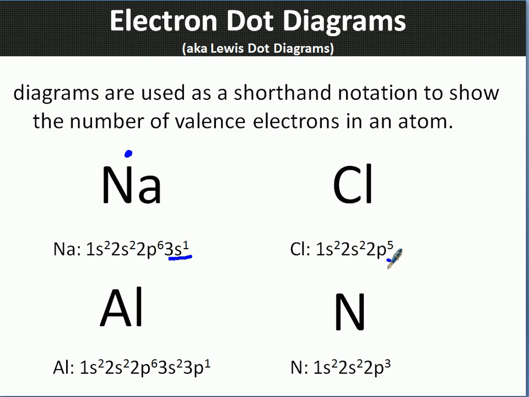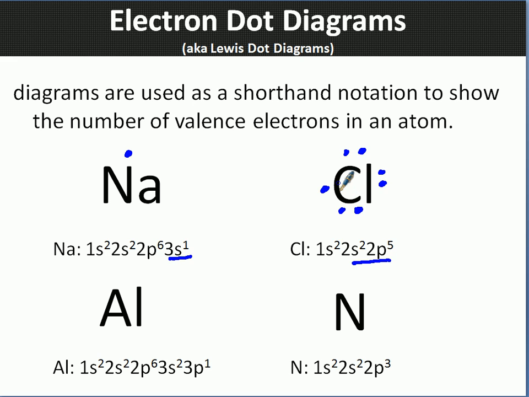Chlorine, on the other hand, has 7. So the way we put electrons in the correct way is we first put 1, 2, 3, 4. We want to put 1 on each side first, then we start pairing up. 5, 6, 7. So that way chlorine has a pair on 3 sides of it and a single electron on one side. And this becomes important when we get into future lessons when we have to do bonding.